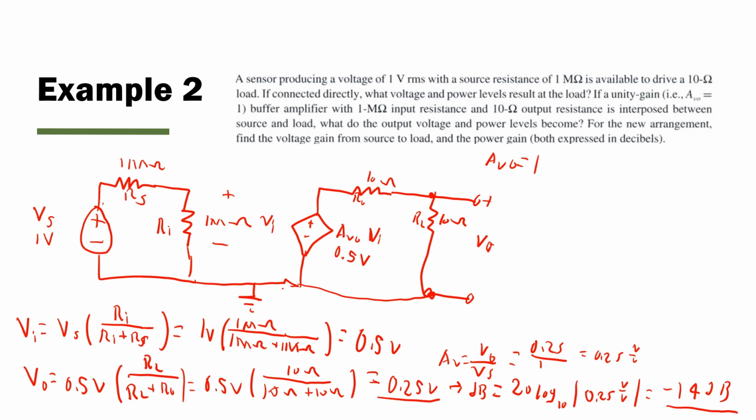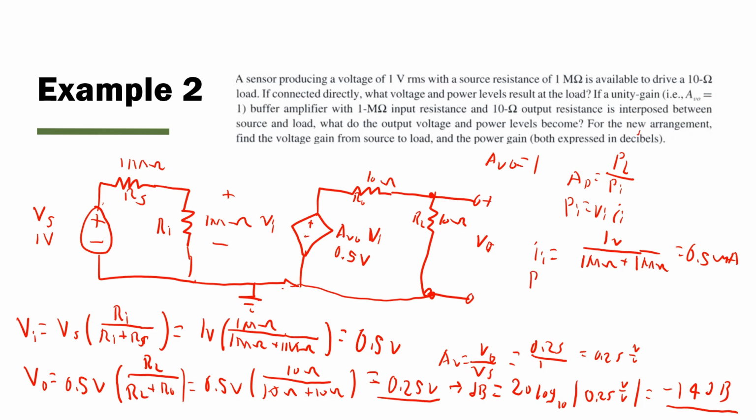Okay, let's go to the power. So our gain in power becomes the power at the load divided by the power at the input, where the power at the input is going to be the input voltage times the input current. I don't know my input current yet, but I can calculate that pretty fast. It's just V over R, right? So 1 volt divided by the series combination of resistors, so 1 mega ohm plus 1 mega ohm, that is equal to 0.5 microamps.